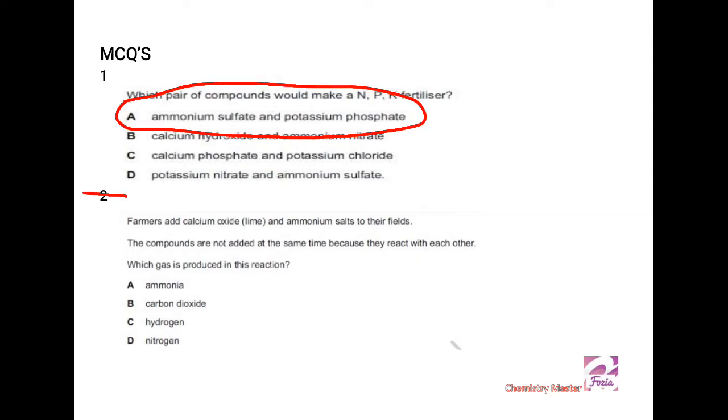The next MCQ is: farmers add calcium oxide, which is lime, and ammonium salts to their fields. The compounds are not added at the same time because they react with each other and they produce a gas, which is none other than ammonia.